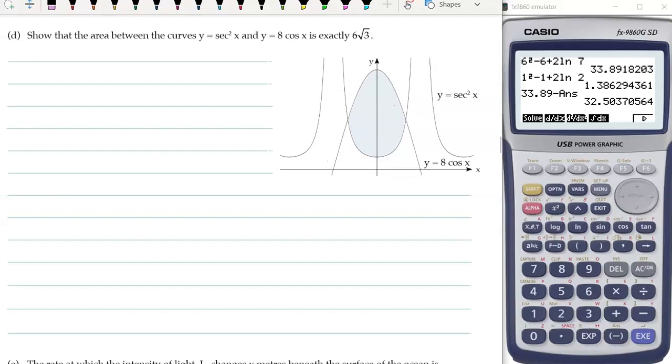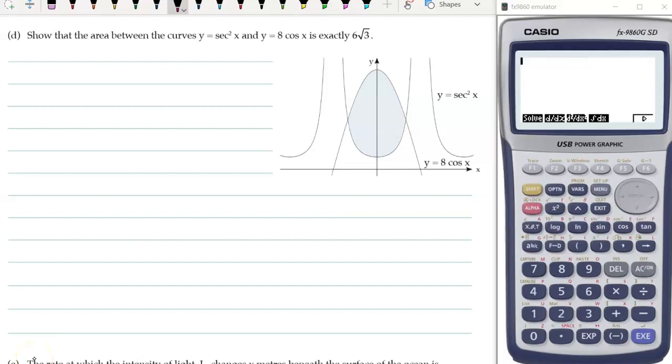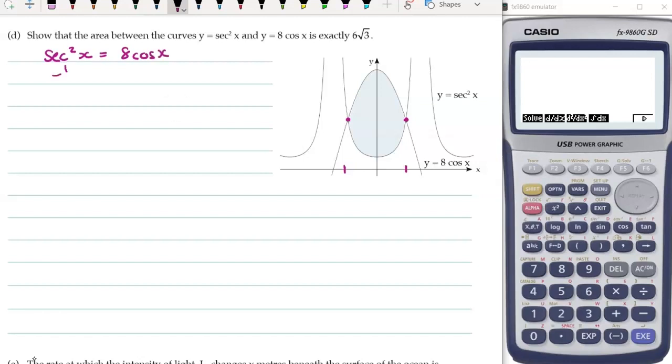Okay, part D. For this one, we're being asked to find this area here that's been filled in on the diagram, which means we're going to need to integrate between the curves, and we'll need to know where they intersect. So let's find these intersection points. We need the x values of those. So that will happen when sec squared x is equal to 8 cos x. Now sec squared is 1 over cos squared x.